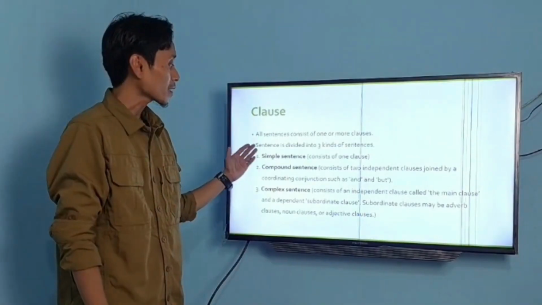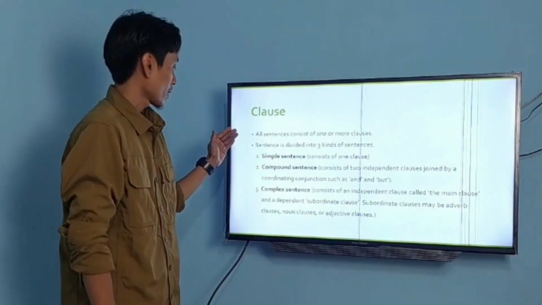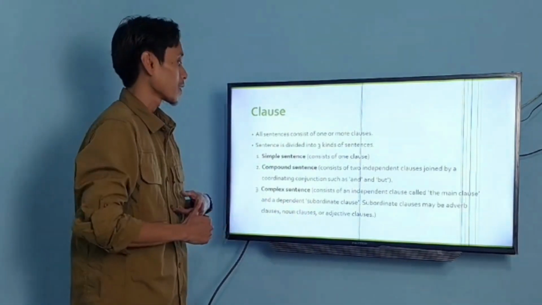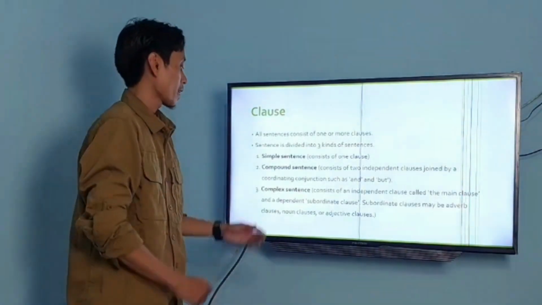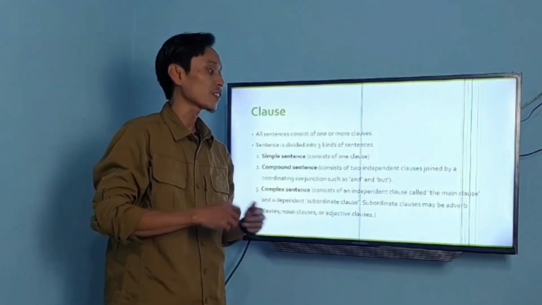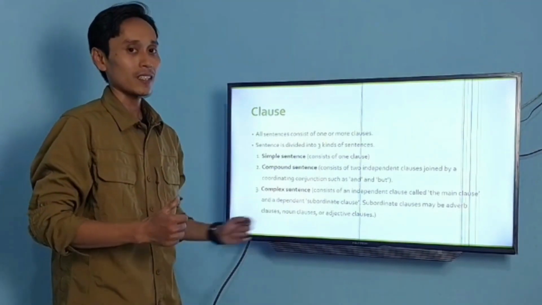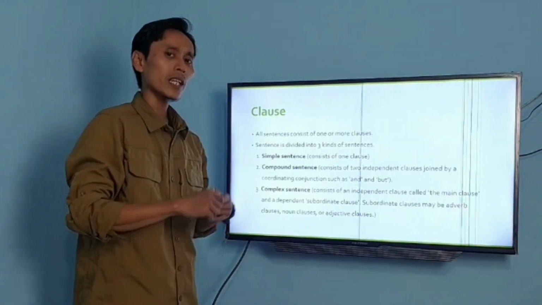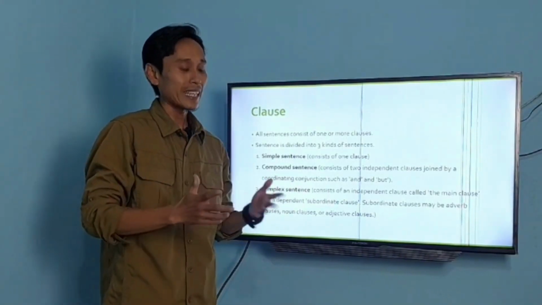And then, sentences are divided into three kinds. The first, simple sentence. What's the meaning of simple sentence? A simple sentence must consist of one clause. The second, compound sentence. A compound sentence consists of two independent clauses joined by a coordinating conjunction such as and, but, but also you can add or, so, for, yet.